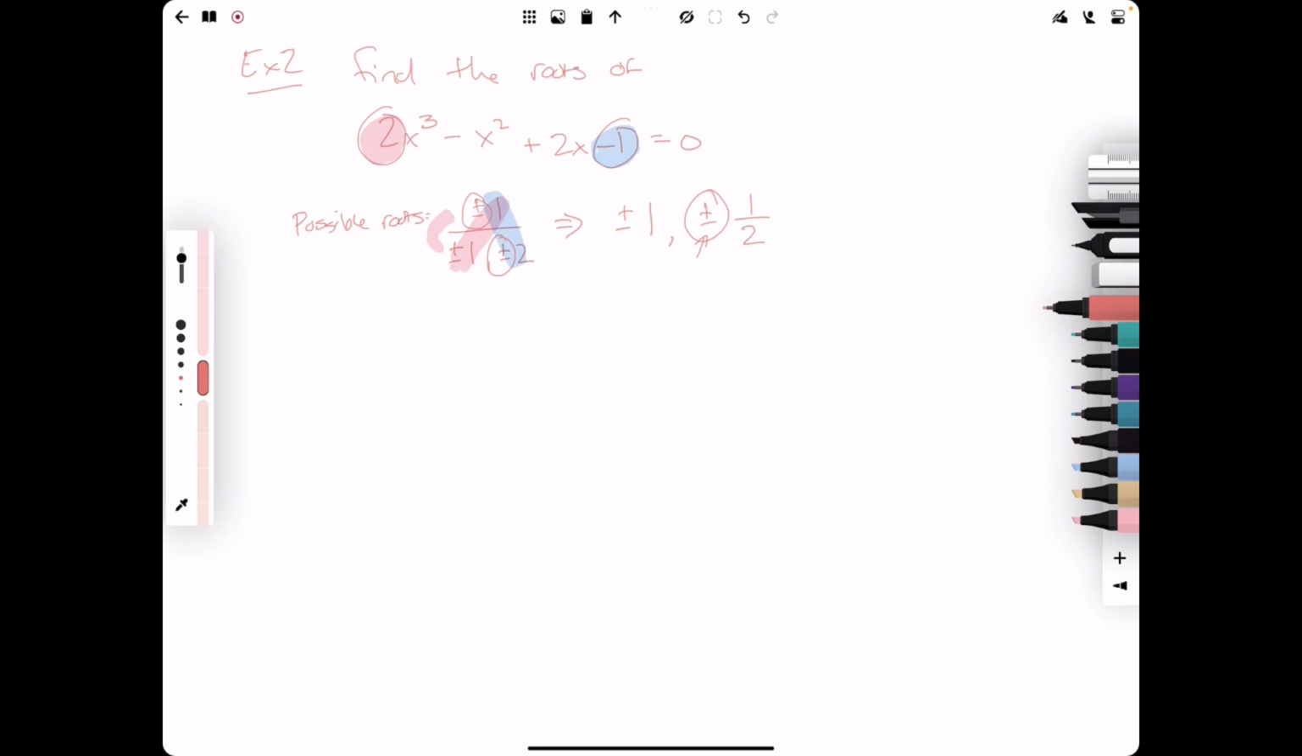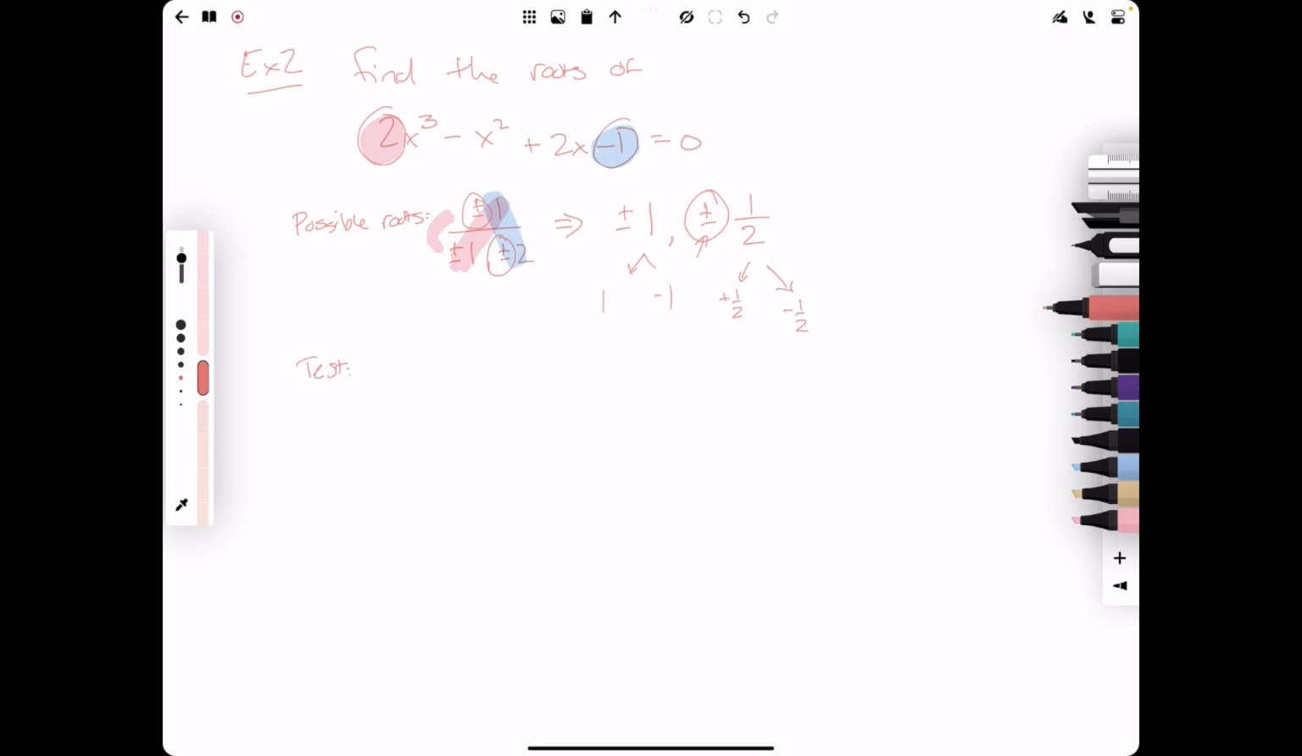Since they both were positive or negative, you still just have the one positive or negative. You don't need to put it on both. So literally this means I could have had a positive 1 or a negative 1. I could have had a positive 1/2 or a negative 1/2. Those are possible ones. You can use your calculator again if you want to, or we can try, I'm going to show you a couple different ways.